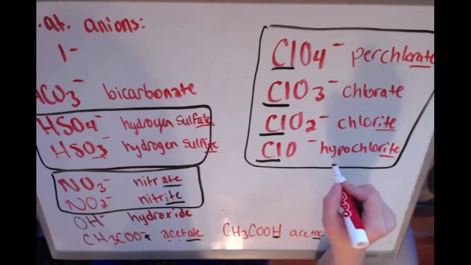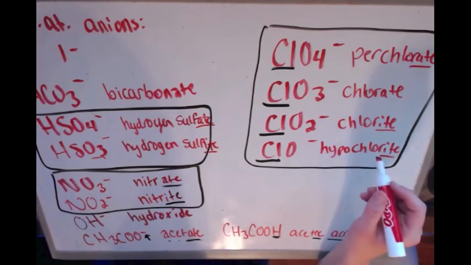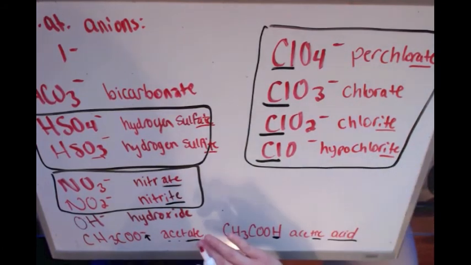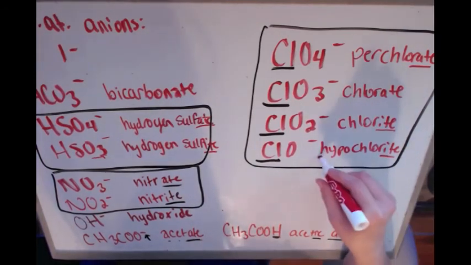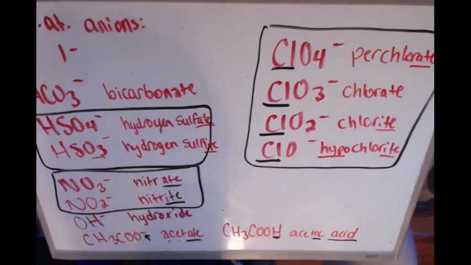Alright, so one way you can remember that is that hypo is kind of like under, right? You learn in biology about the whole water hypo stuff. So yeah, hypo. Just try to remember that. And that pretty much does it for the polyatomic anions with a 1 minus charge.